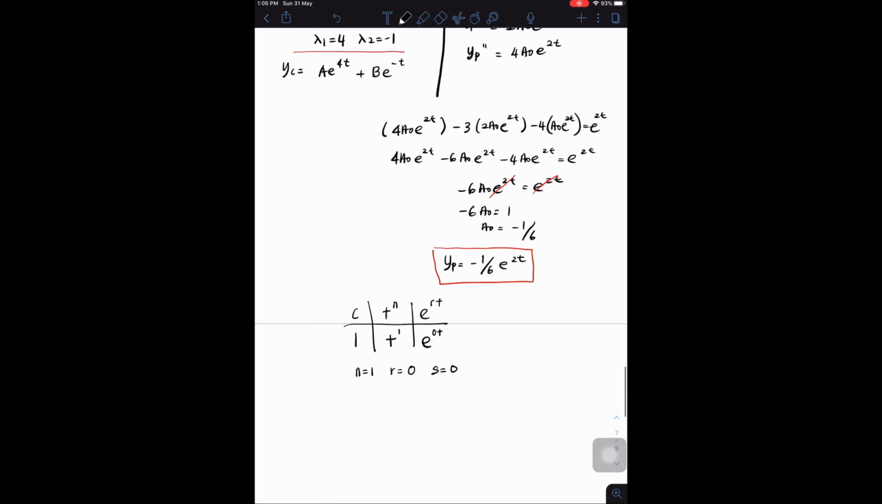So now we can create our second yp. Our yp is x to the power of s, so x to the power of 0. Our n here is 1, so we start with a1 x plus a0, times e to the 0t. Sorry, our x now is t. So we have t.